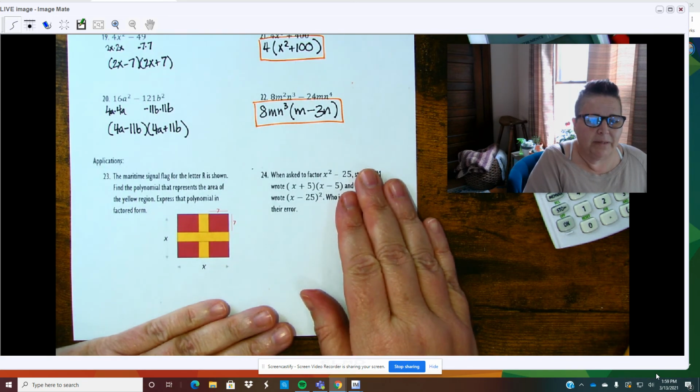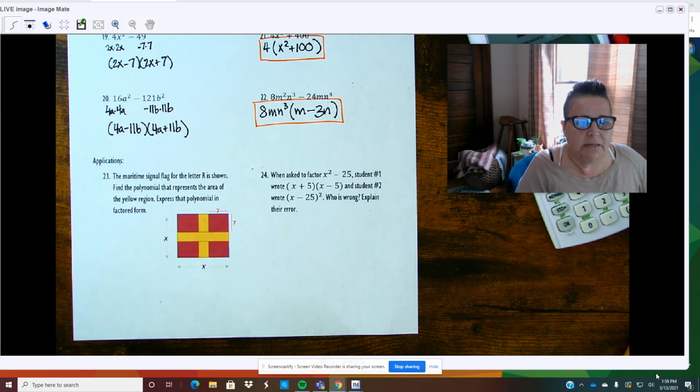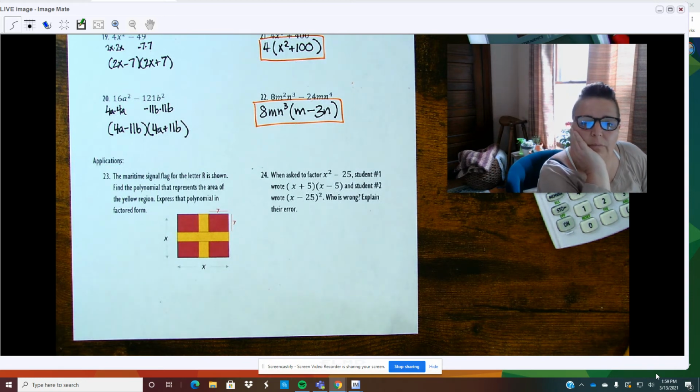Okay. Oh, a couple of application problems. All right. The maritime signal flag for the letter R is shown. Find the polynomial that represents the area of the yellow region. Express that polynomial in factored form. How would I do just the yellow region?